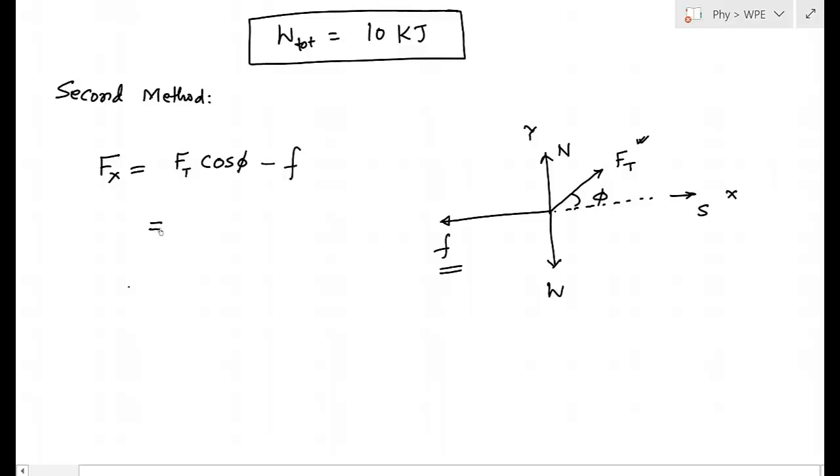So we can calculate the value. Ft is 5000 Newton, and then we have to multiply cos of 36.9 degree, minus the friction force, that is 3500 Newton. So if you calculate this, this will come to 500 Newton. So this is the total force that is acting in the x direction.